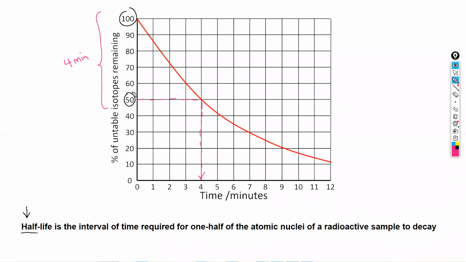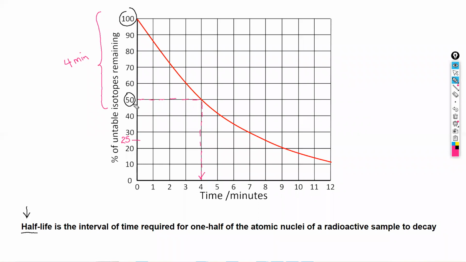Now, we are over here at 50%. Let's ask ourselves now, if we are at 50, how much is half of 50? Well, half of 50 is 25. So I'll put 25 here.